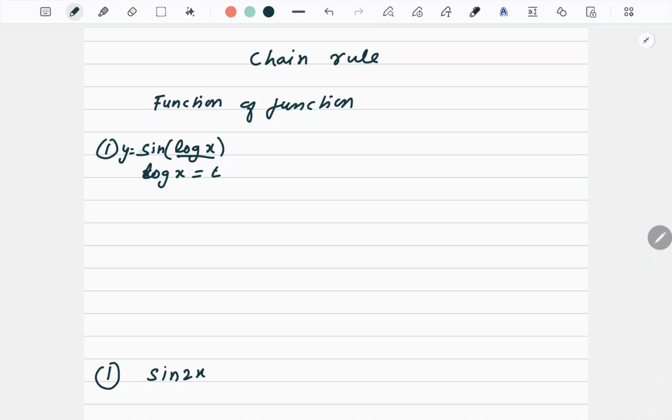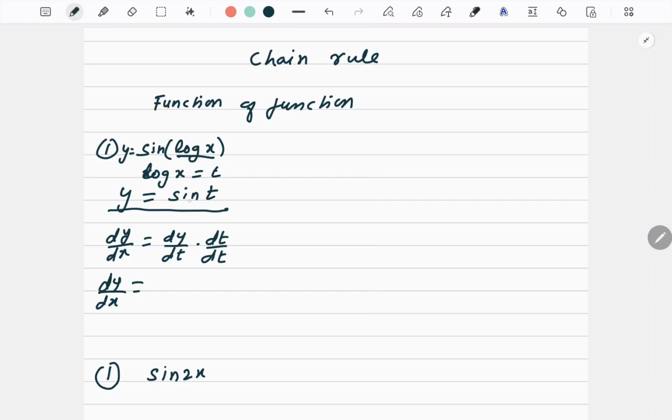So now y is equal to sine log x. When I take log x is equal to t, the question becomes sine t. So now y became the function of t. So what I can write here, dy by dx is equal to dy by dt into dt by dx. Right? So dy by dx is equal to, what is dy by dt? Dy by dt means differentiate this. So what is the differentiation of sin t? Cos t into dt by dx. dt by dx means go to this question.